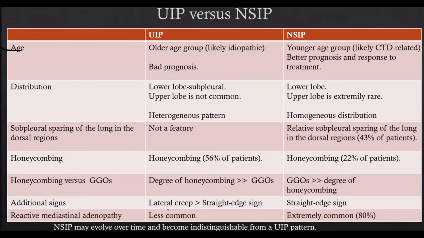Also, additional signs, lateral creep sign, more common than straight edge sign in any case of UIP. Straight edge sign is more common in NSIP. Mediastinal lymphadenopathy is less common in UIP and more common in NSIP. And by the way, as we discussed before, end stage of NSIP can be very identical to UIP.